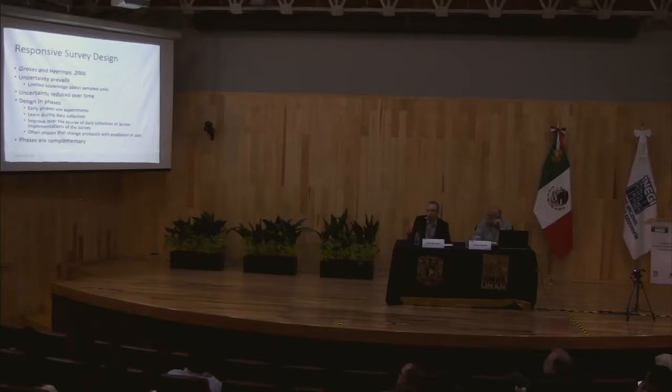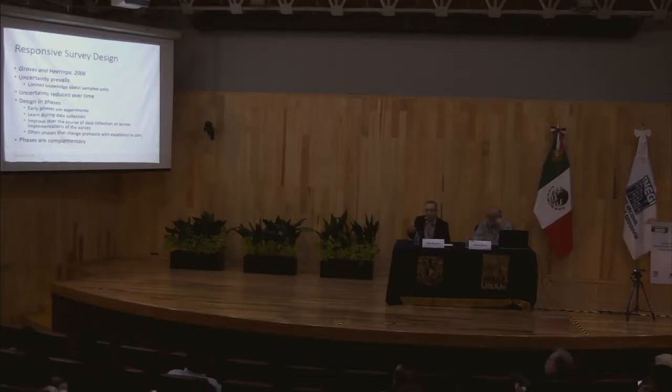So in a responsive survey design, and that was proposed by Groves and Heeringa over 10 years ago now, uncertainty prevails. I can say that more directly. So it's typical for survey designs. Maybe it's a single survey implementation, or you're starting a survey, or you don't have much auxiliary information. You don't know what protocol would work best. These are the kind of settings that really led to the development of responsive survey design.